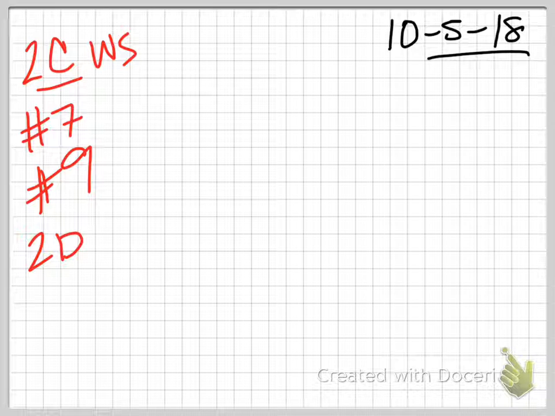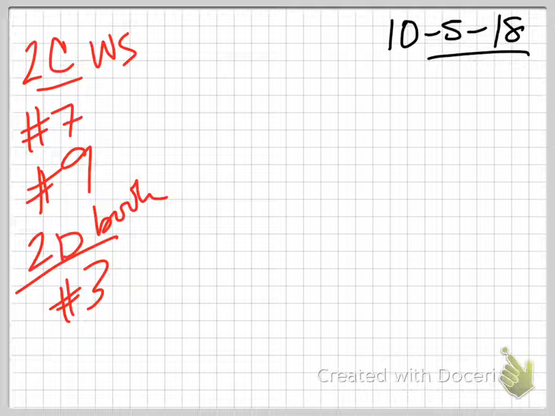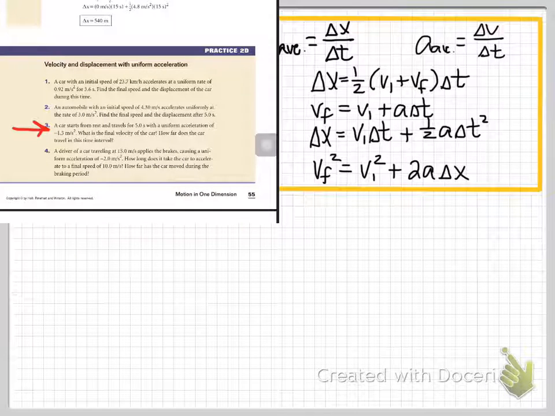Yes, sir. In the book, this is book? Yeah, we didn't have to worry. Right, that's what I thought. Okay, let's look at the 2D book. This is 2D number 3.